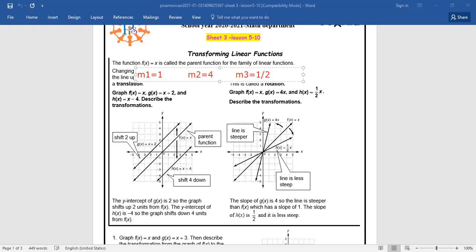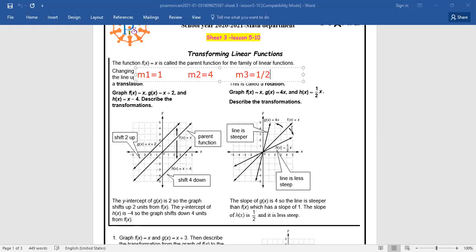Where is the parent function? f of x equals x. The first one is the parent function, right? In this case, you have 4 and you have half. For the parent function f of x, g of x equals 4x. What happened to the slope? It will be greater than 1 or less than 1? Greater than 1.